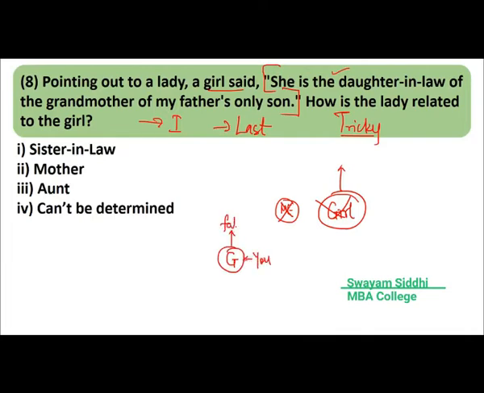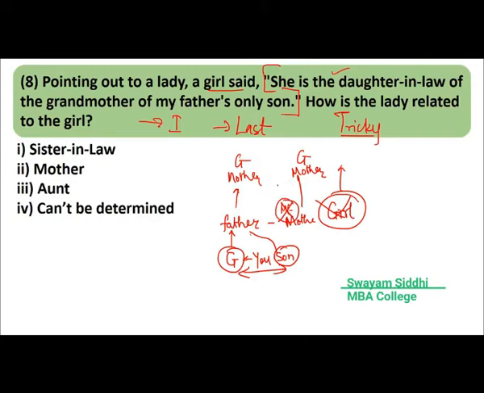My father's only son, so my father has a son. That means he is nothing but my brother, so we are siblings. Grandmother of my father's only son. Now the grandmother can be my father's mother, or my mother's mother. It can be any possibility. This is also a grandmother, this is also a grandmother, right? Grandmother of my father's only son, both are grandmothers.